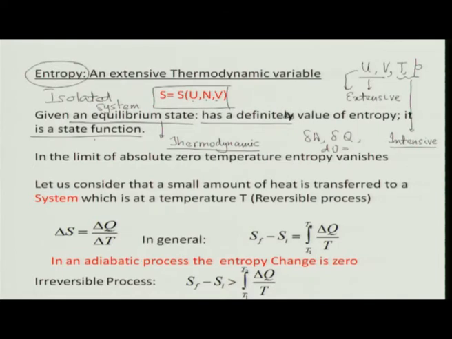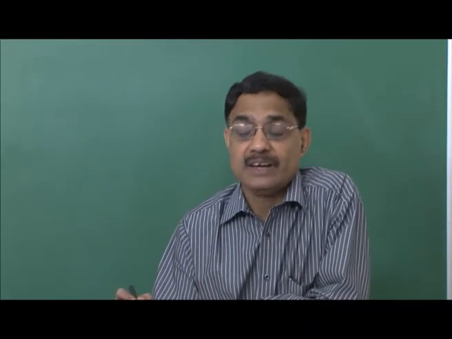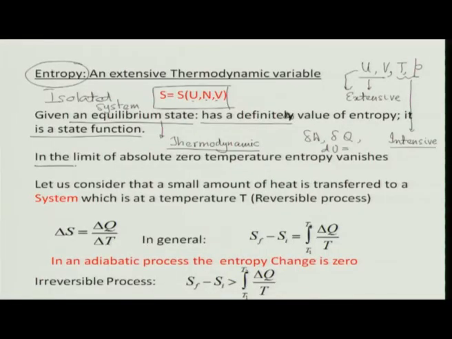Okay, but there is a difference between internal energy and entropy. I told you that when you talk about internal energy, you really don't care where you set your zero of energy. This is not true for entropy. In the limit of absolute zero temperature, entropy vanishes. Entropy goes to zero if temperature goes to absolute zero. This is sometimes referred to as the third law of thermodynamics.